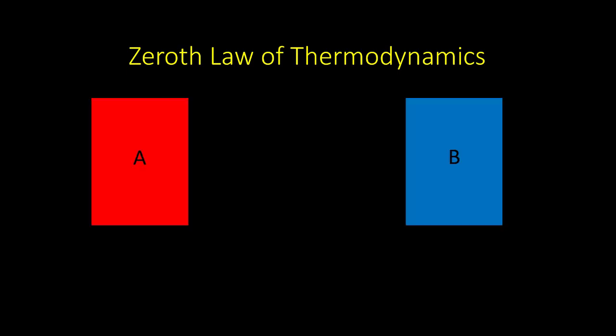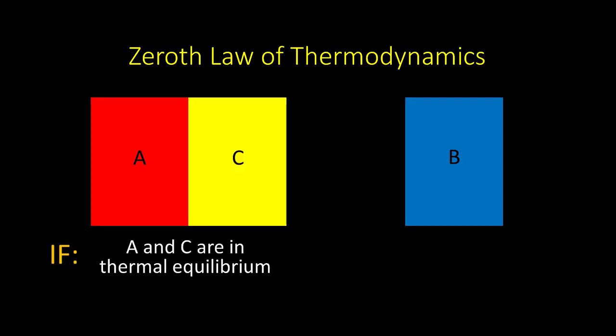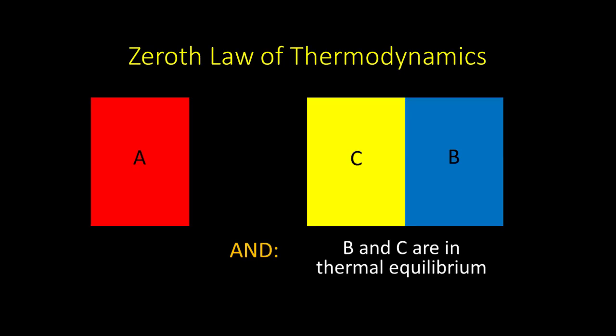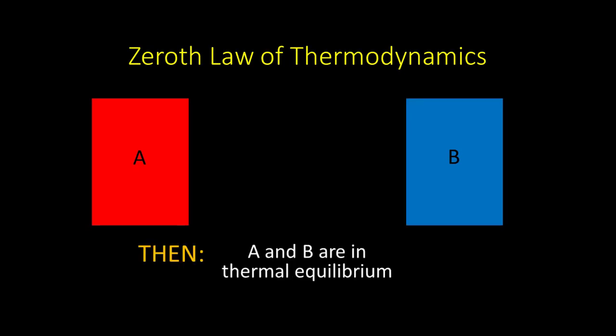Consider two systems, A and B, that are not in thermal contact. The zeroth law of thermodynamics states that if system A is in thermal equilibrium with a third system C, and system B is in thermal equilibrium with system C, then system A is in thermal equilibrium with system B, even if A and B are never in contact. If A and B do make thermal contact, they will immediately be in thermal equilibrium, there will be no heat exchange between them, and their states will not change.